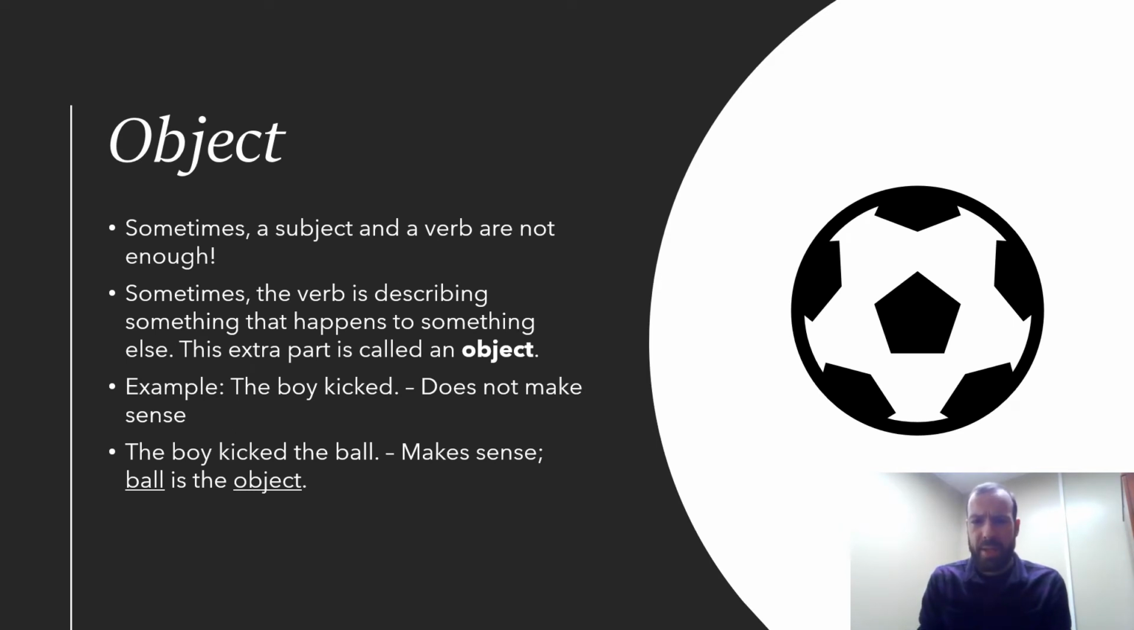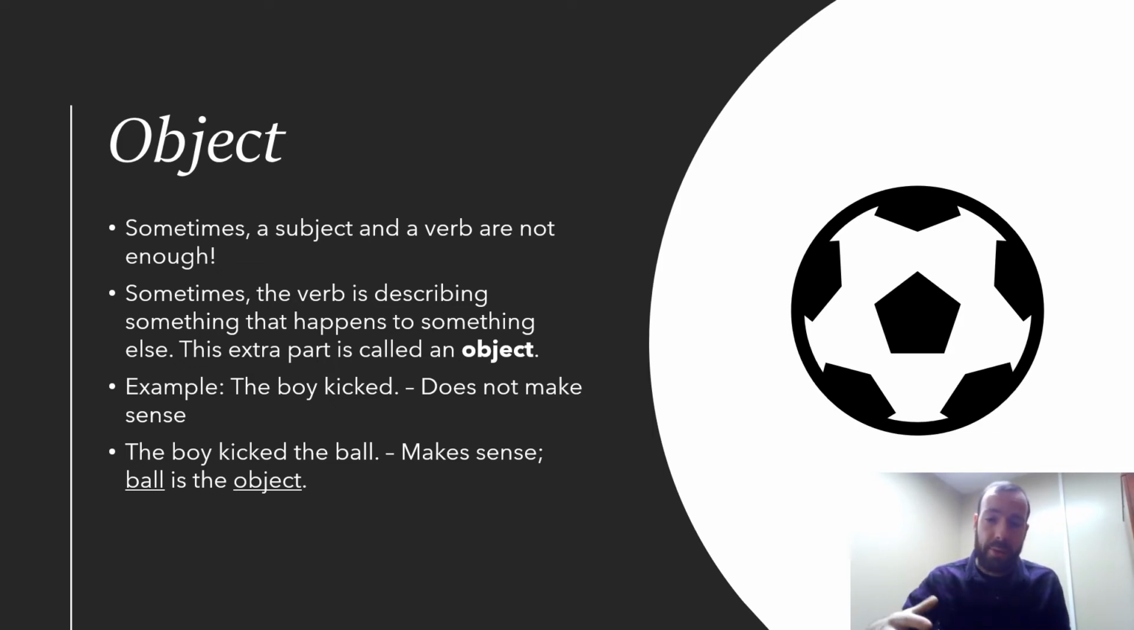Object. Sometimes a subject and a verb are not enough. "The sun shines" is a very simple sentence. Often our sentences have a little bit more going on, and often that comes in the form of an object. So this happens when the verb is describing something that is happening to something else. We call that something else, the extra part, the object.